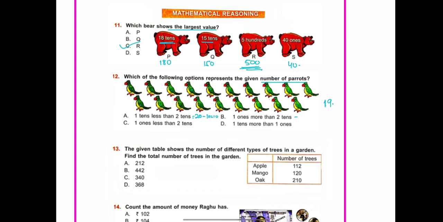Second one is 1 one more than 2 tens. So 2 tens plus 1, so it is 21. Then 1 one less than 2 tens, so 2 tens minus 1, so it is 19. So option C is correct.